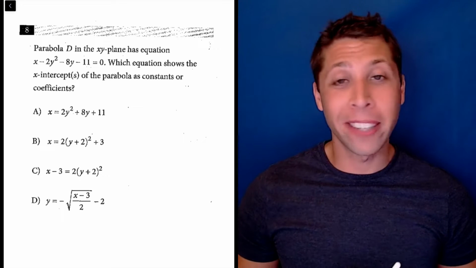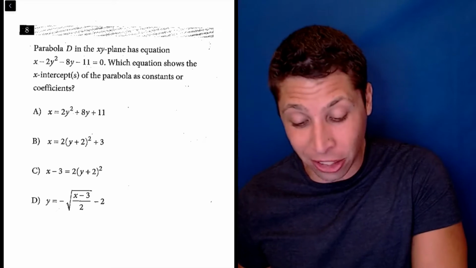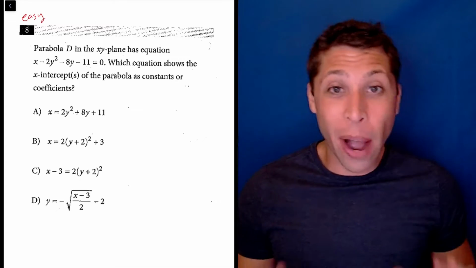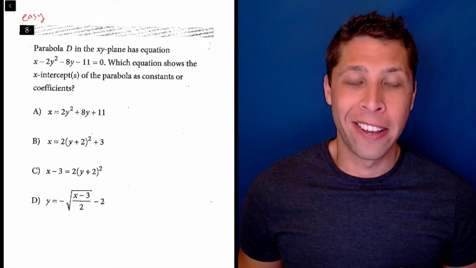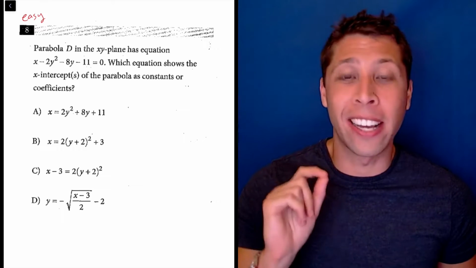You cannot get something like this wrong. This is a number 8 out of 30 multiple choice. This is an easy question. You got to know that and sense that. Now, I know that it looks hard. I get it. But you really only need to know one fundamental idea to get this right.